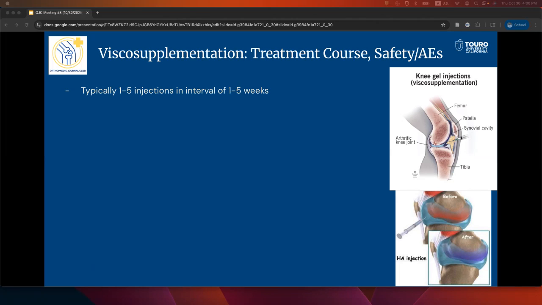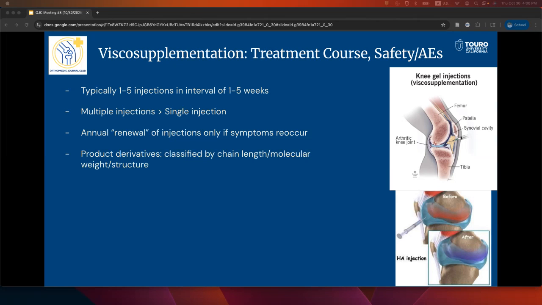Some people use single injections, but all the studies point to having at least 3 as the most optimal. Multiple injections are deemed superior, and yearly renewal is only indicated if symptoms reoccur after that initial course of treatment.